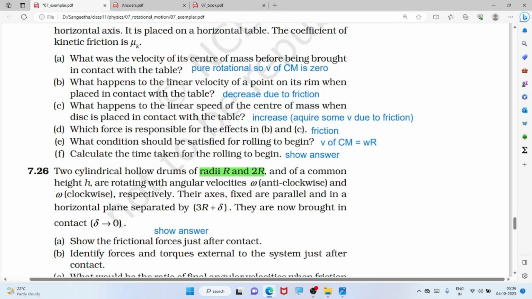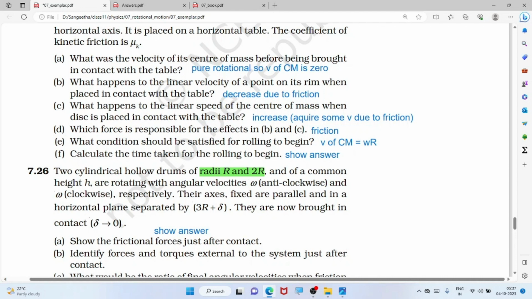What happens to the linear velocity of a point on its rim when it's placed in contact with the table? The linear velocity on the rim will decrease due to the friction. What happens to the linear speed of the center of mass? Due to the friction, the center of mass will acquire some velocity. So the rim velocity will decrease, but the center of mass velocity will increase. Which force is responsible for these effects? That is the frictional force.